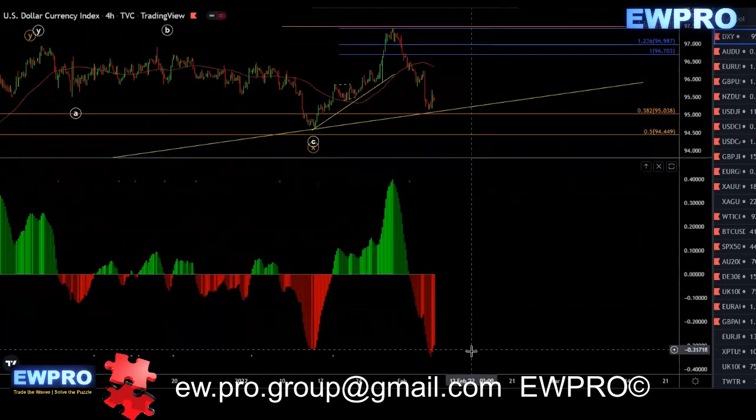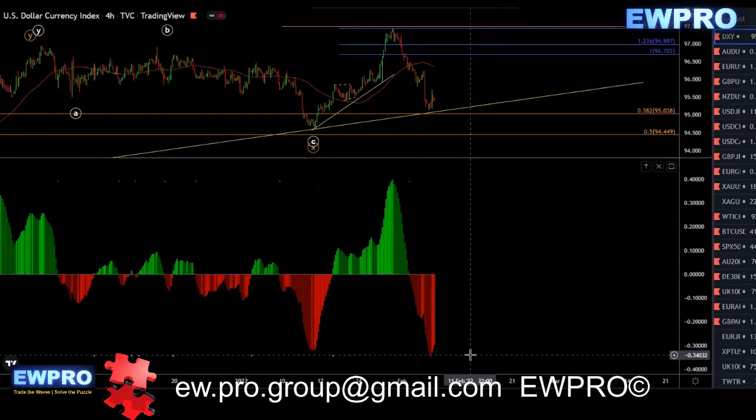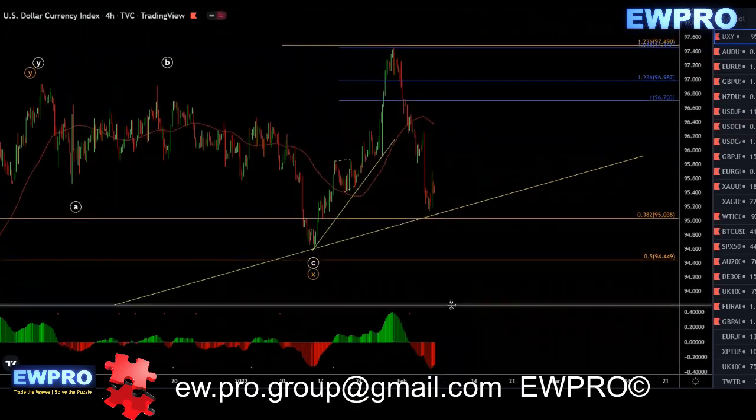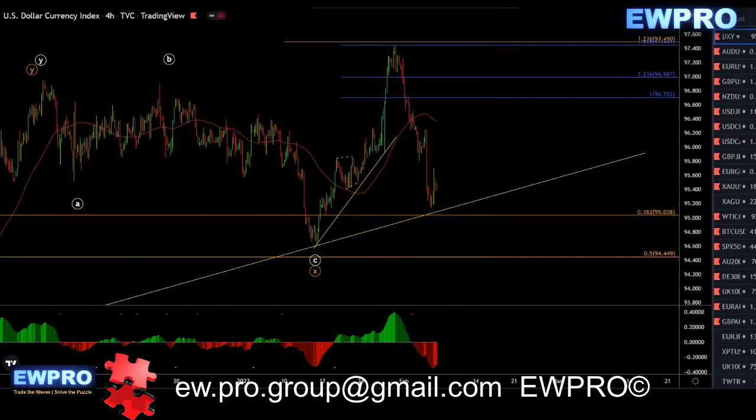Just see if we got bull hidden here. It looks like we do have a possible bull hidden here between this low and this low. We have a lower low on the MACD.